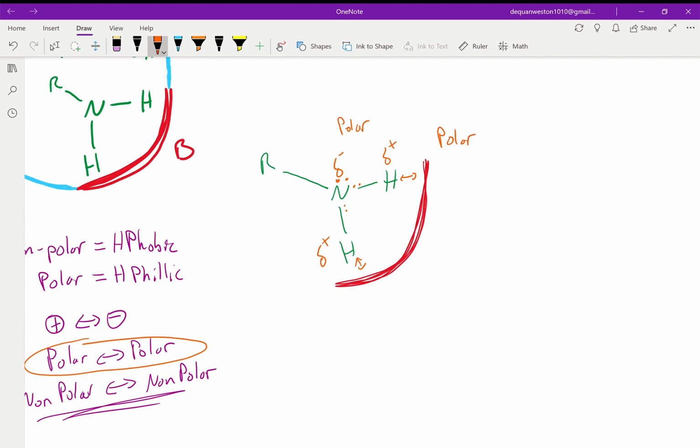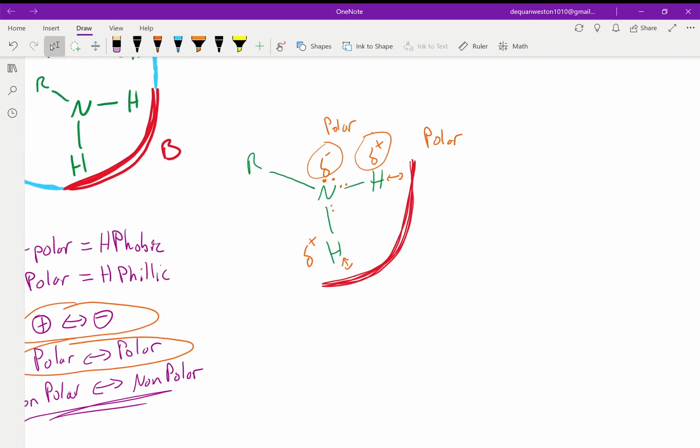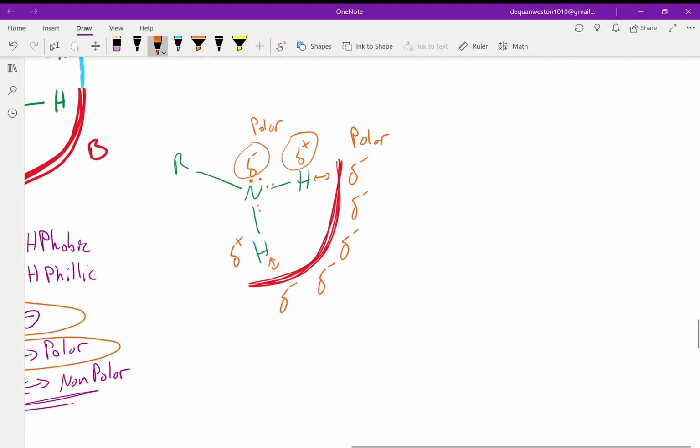Okay, so it's polar. Who cares, right? What's next? So in mentioning that it's polar, we're also mentioning that there's some sort of charge, like here or here. And we know that charges are attracted to opposites. So we have these partial positive hydrogens attracted to this unknown polar active site. Well, we know that it's going to be partial negative, and that's how those hydrogens are going to bond to that.